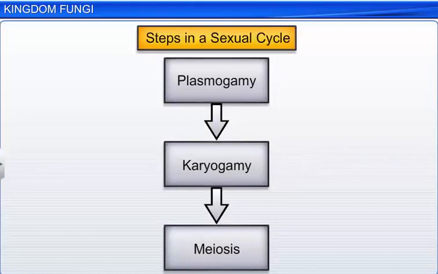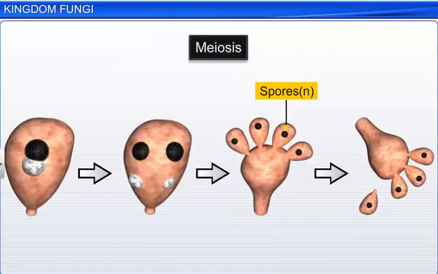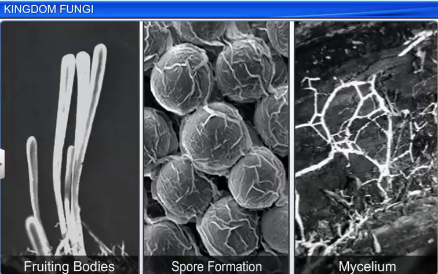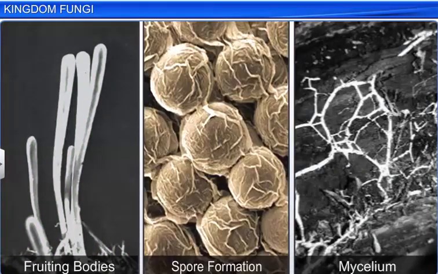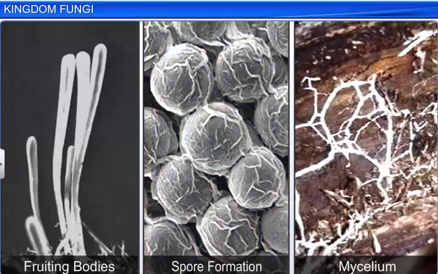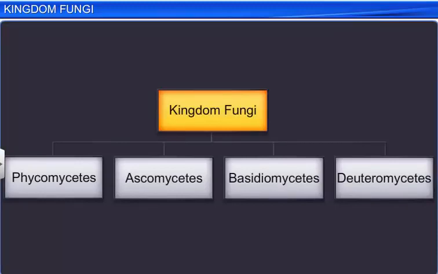The third stage involves reduction division, that is, meiosis, to form haploid spores. Meiosis occurs in the fruiting bodies of fungi. Together, the fruiting bodies, the mode of spore formation, and the morphology of the mycelium form the basis of the division of the kingdom fungi into various classes. There are 4 main classes of fungi: Phycomycetes, Ascomycetes, Basidiomycetes, and Deuteromycetes.